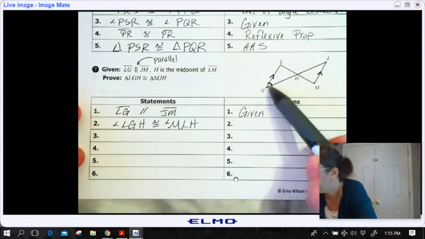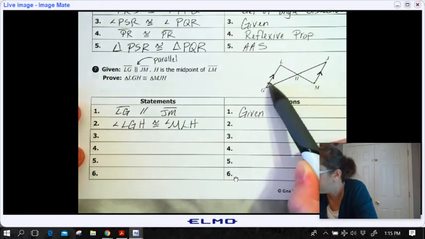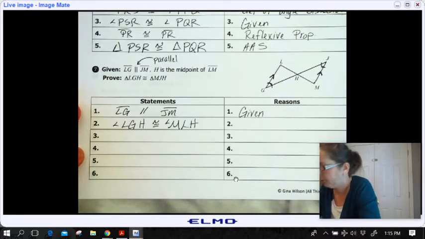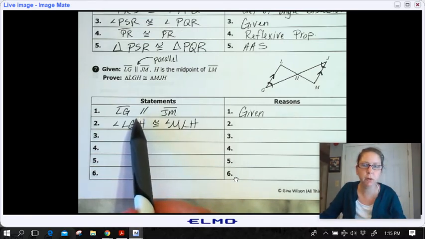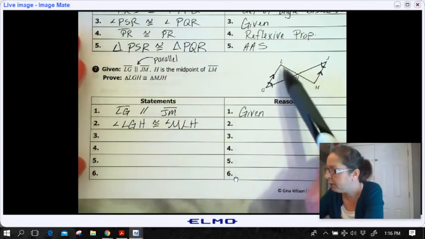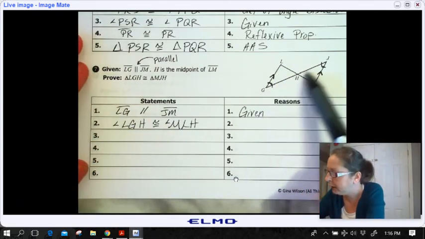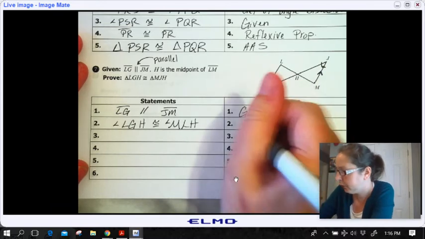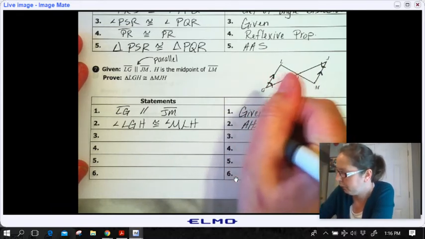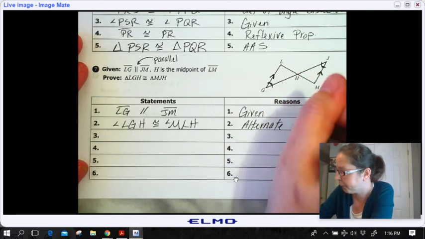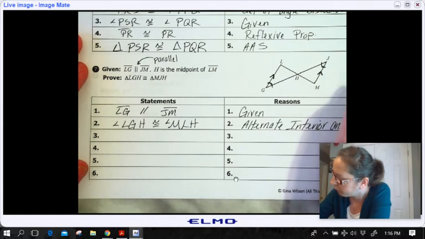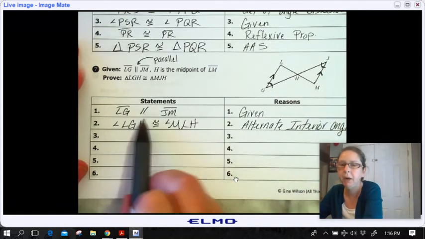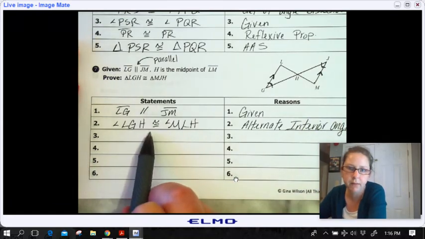So how do you know that these two angles are congruent? Because we have parallel lines, I want you to think about the theorems that we have available to us. These are alternate interior angles. Because of the parallel lines, that's why I can say this, okay?